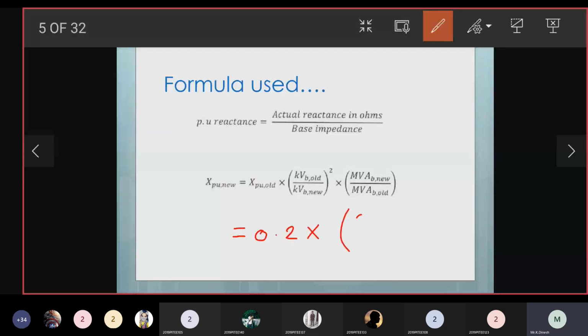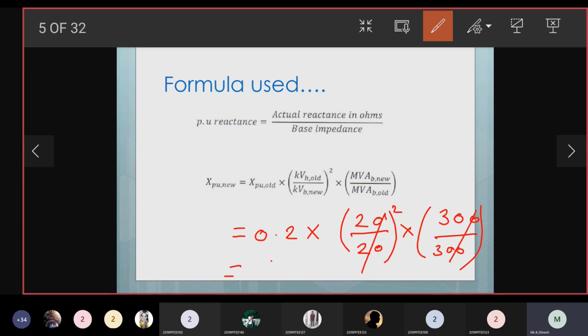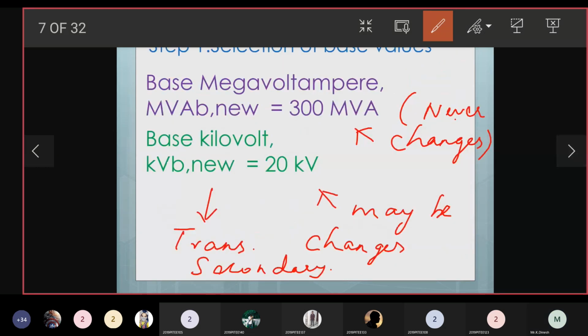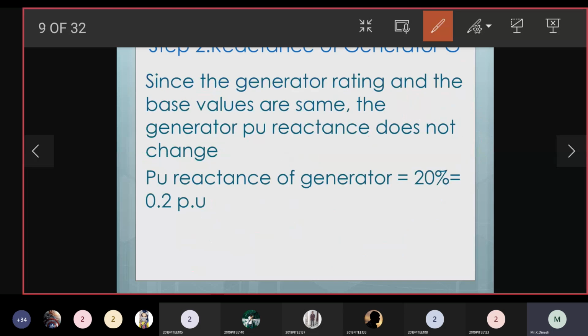KVB old is 20 kV. KVB new, that is the base value, is also 20, whole square. MVAB new is 300. MVAB old is also 300. So if you solve, what do you get? 20, 20 get cancelled, 300, 300 get cancelled, you have the remaining 0.2. So the per unit new value for the generator is 0.2 only. So in step number 2, I will clearly mention, as the generator values and base values are the same, the per unit reactance does not change. So the per unit reactance is 20%, that is 0.2.